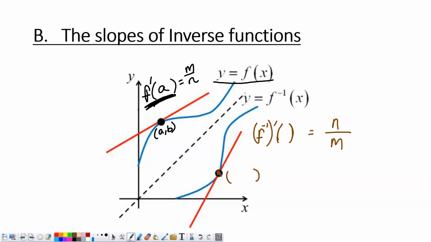The coordinates of that point would have to be reversed of that one. So it would have to be b comma a, and therefore we would be finding the instantaneous rate of change at x equals b. Okay, so the other half of the story is this. Yes, their slopes are reciprocals of each other, but at different points, right? For this one, it's at a, but at this one, it's at b. Okay, so there's the big aha.